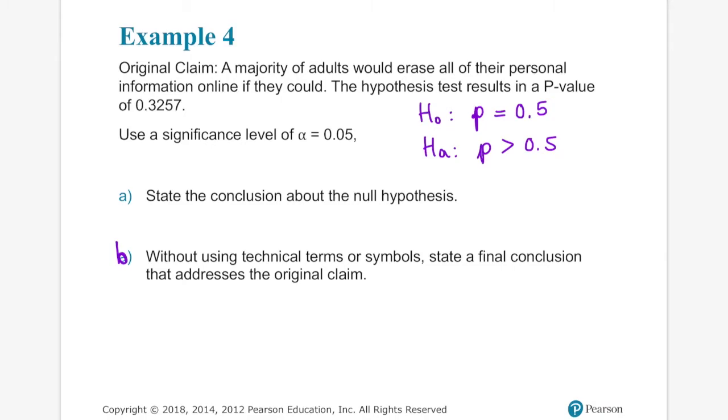In order to make your decision, all you do is compare your p-value and your alpha. P-value is 0.3257, which is greater than alpha. You do not reject your H0.